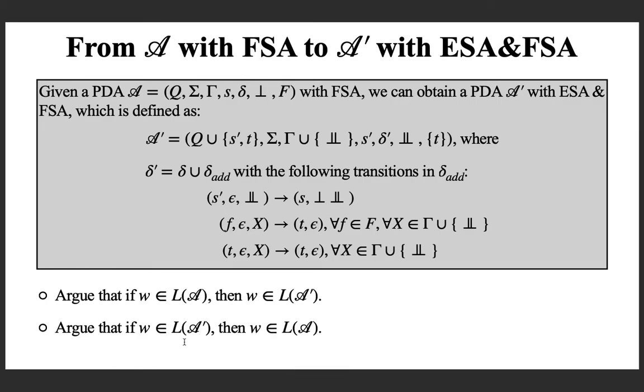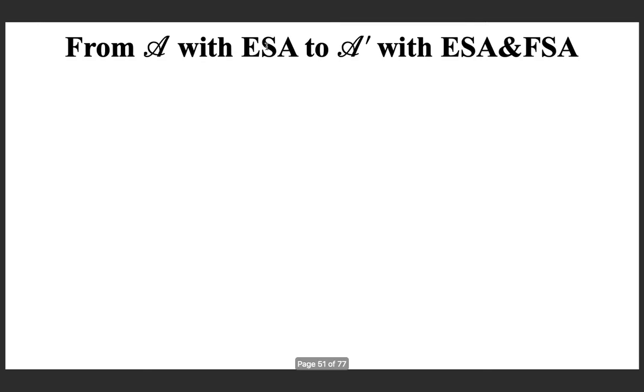That means if something is accepted by the new automaton, then that must be accepted by the original automaton. Why is it so? If something is accepted by this new automaton, that means you are in T and you emptied the stack. And how can you get into T? Only after coming into F. And if you came into F, that means A is also accepting, and we are done. And that is the algorithm for generating a pushdown automaton with both acceptance criteria from a pushdown automaton with final state acceptance. And now proceed and prove the other.